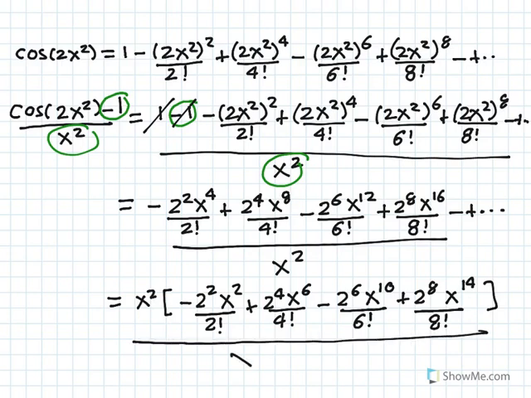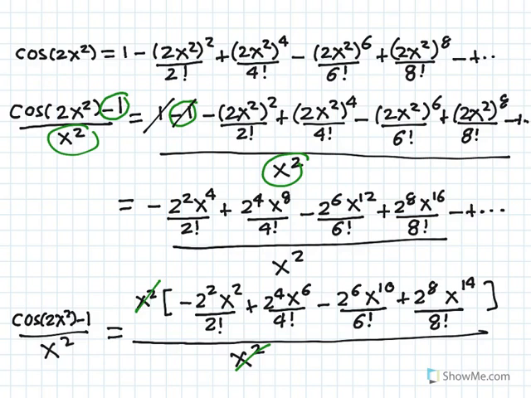x squared. Now, because we factored out x squared from the numerator, we can cancel x squared from the numerator and denominator. And we now have a simplified version of the Maclaurin series of cosine of 2x squared minus 1 divided by x squared. That's all of this.